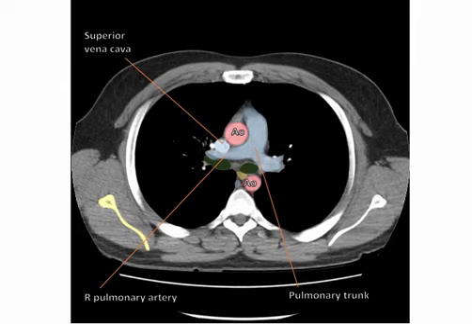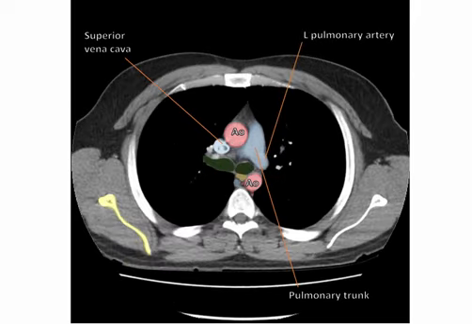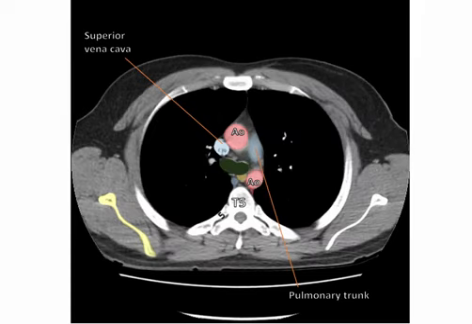Now at this level, which we call the main pulmonary artery level, we can see the left pulmonary artery. We can also see the left and right main bronchi, which are highlighted in green. These are coming closer to the midline and will unite at the carina to form the trachea, which is approximately at T4 to T5 vertebral level.